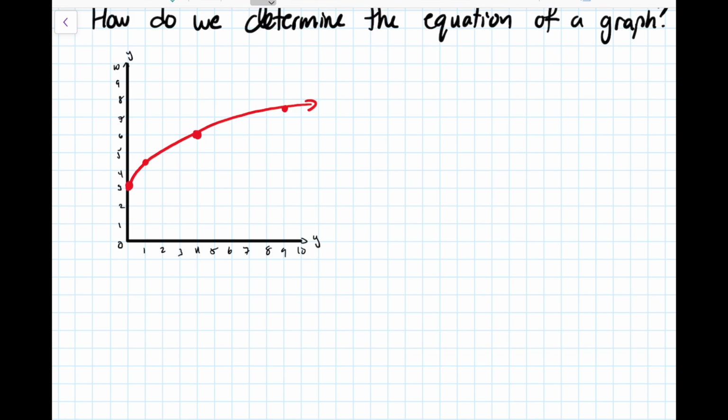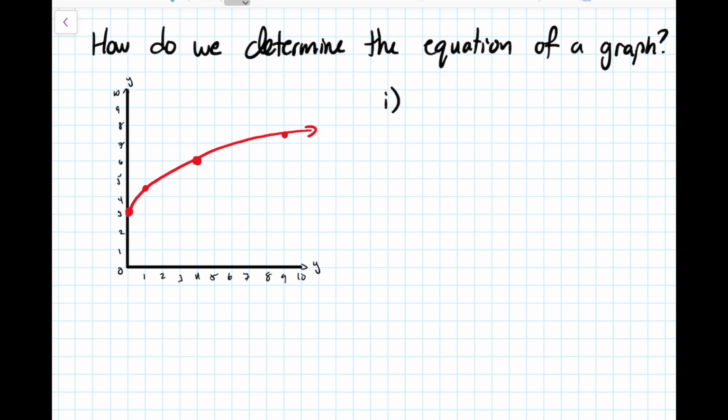All right, so we've got our radical function. We want to write out an equation for it. So the first thing we want to do is find the endpoint of our graph.